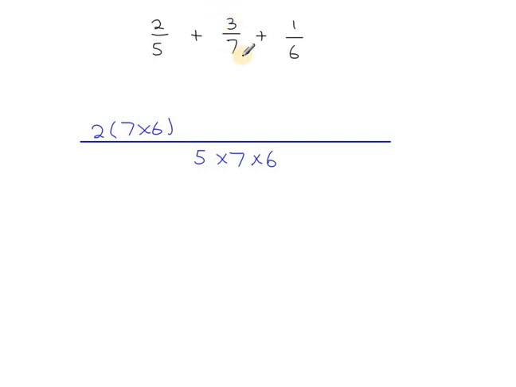Looking at the second fraction, we have 3 in the numerator, 7 in the denominator, so this time we multiply by 5 times 6. And the third fraction here, we have 1 in the numerator, 6 in the denominator, so this time we multiply by 5 times 7.